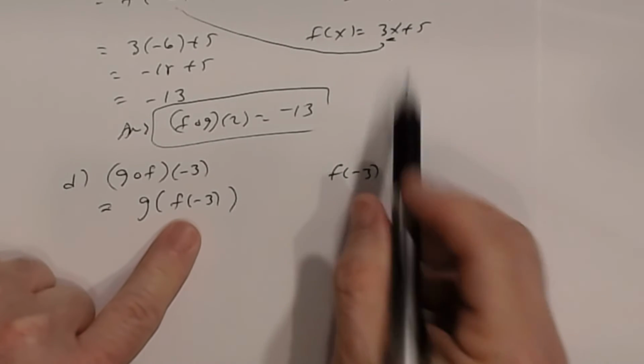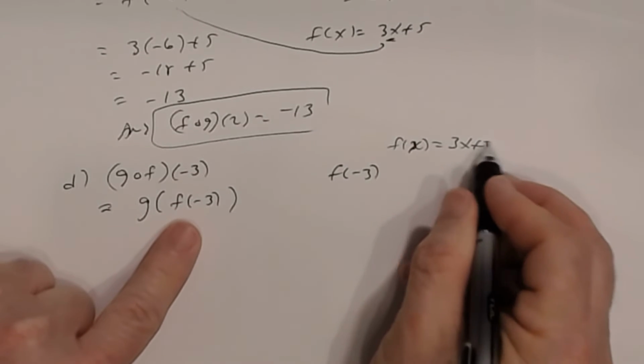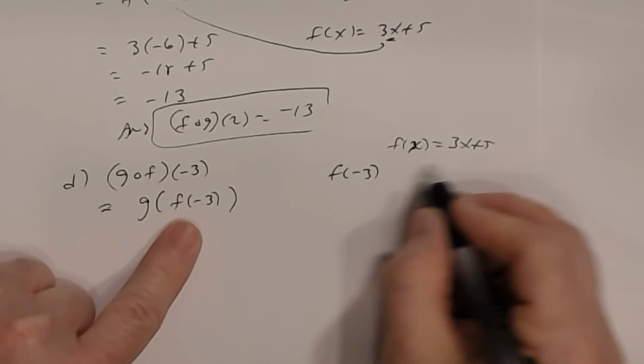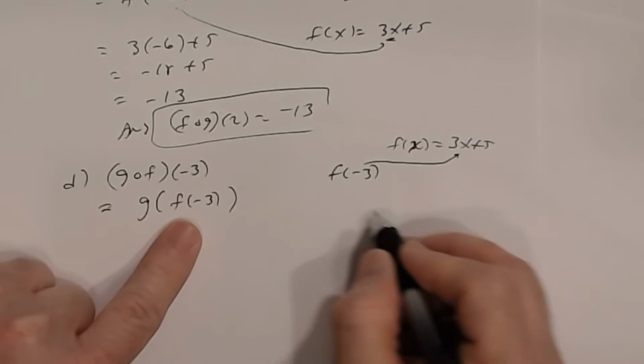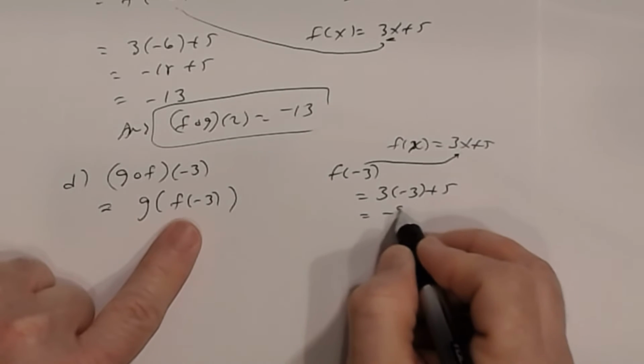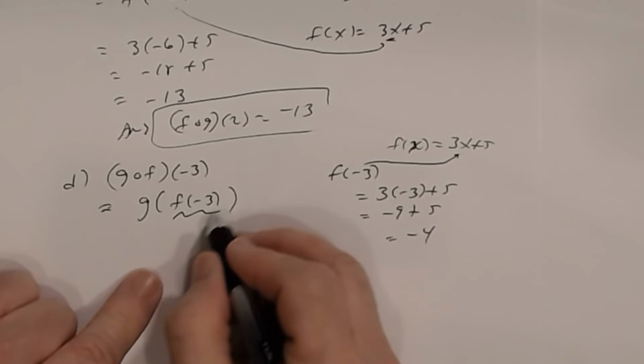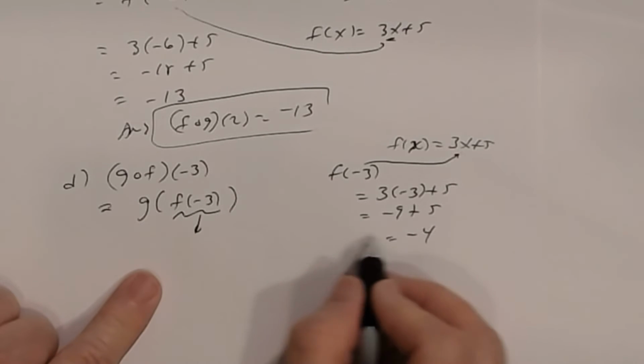Well, f of x is this, so I'm going to rewrite f of x. So f of x is 3x plus 5. And where we see the variable x, you're going to substitute negative 3. So I get 3 times negative 3 plus 5. So that's negative 9 plus 5, which is negative 4. So remember, f of negative 3 is negative 4.